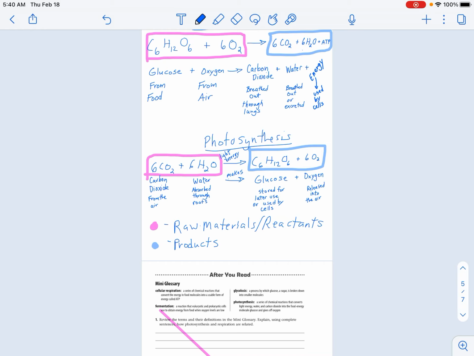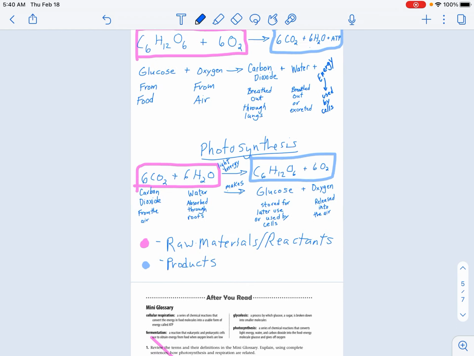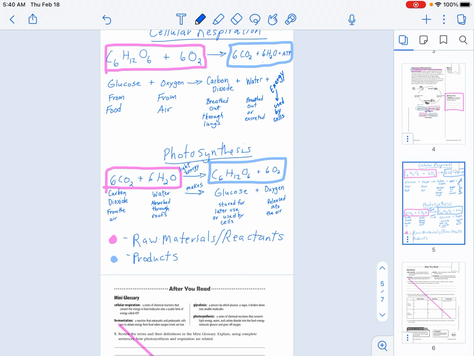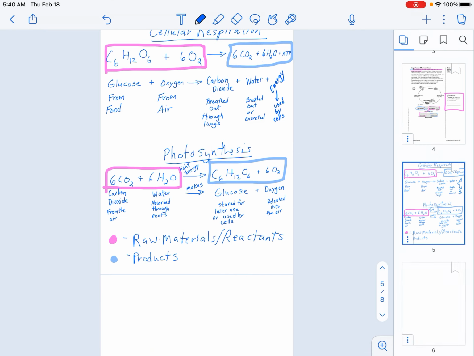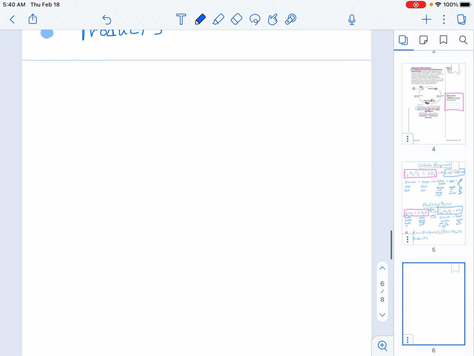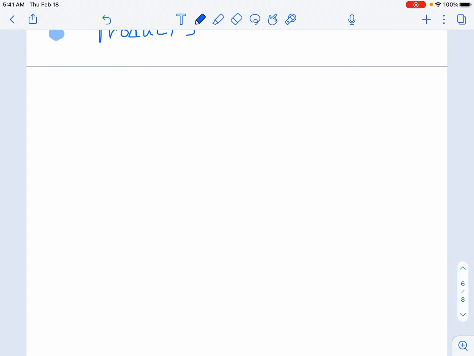What we're going to do next is I'm going to add another page to my notes. So like yesterday, we're going to tap in the top right corner, and so the page is highlighted here. I'm going to tap these three dots and add a page. Now we're going to do two diagrams on this page. So the first one will be about cellular respiration. So I'm going to label that.